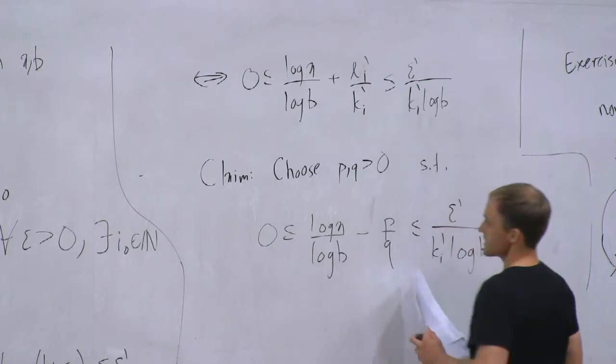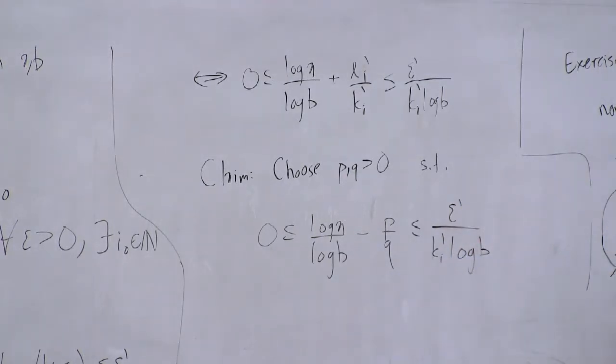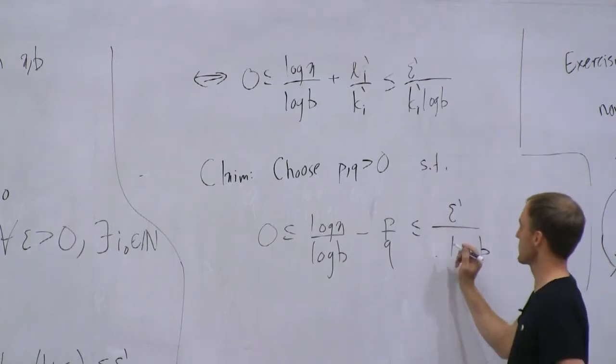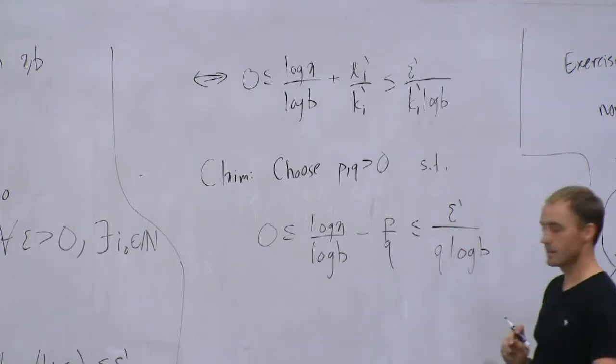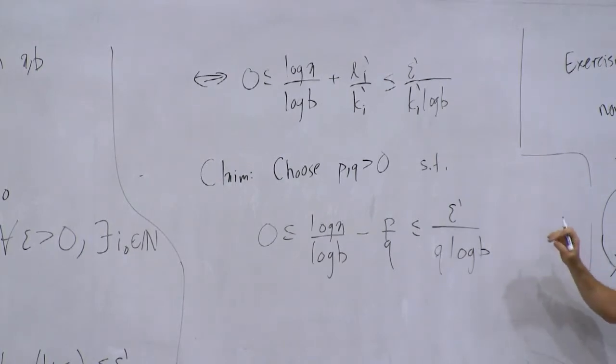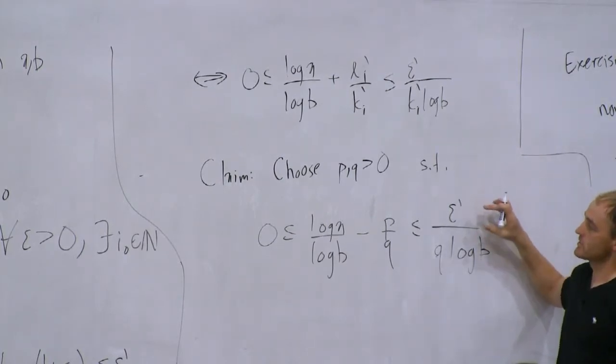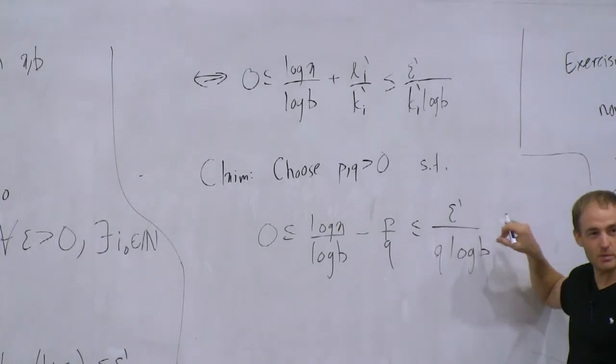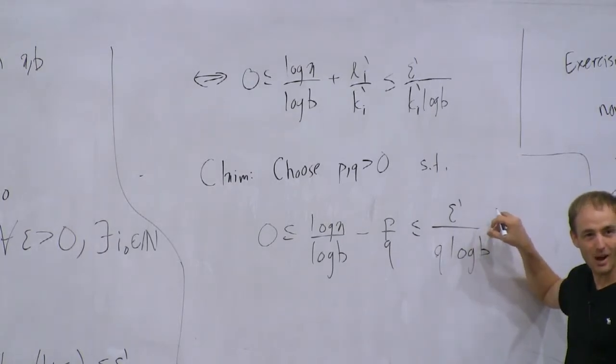OK? So I'm claiming that no matter what epsilon prime you pick, I can always find, oh, this needs to be a q on the right-hand side here. OK? I'm claiming that no matter what epsilon prime you choose, I can always find a p over q for which this is true. Believe me or not. Why?